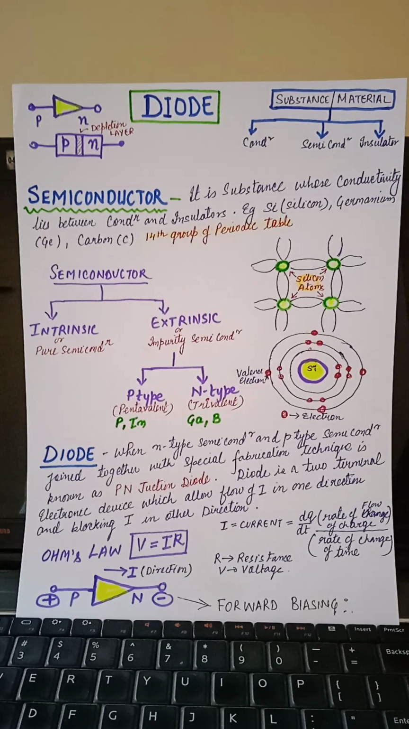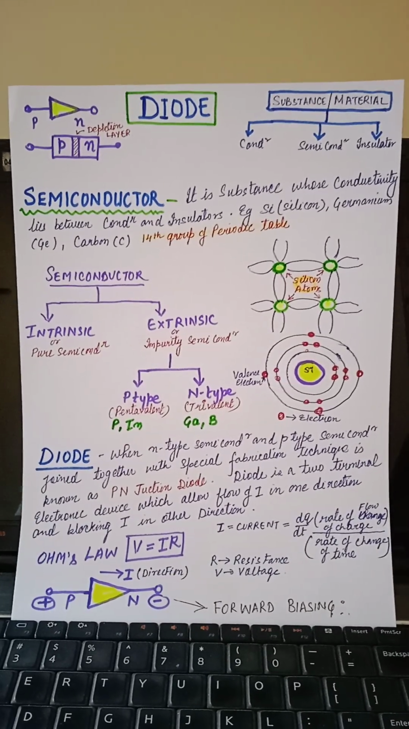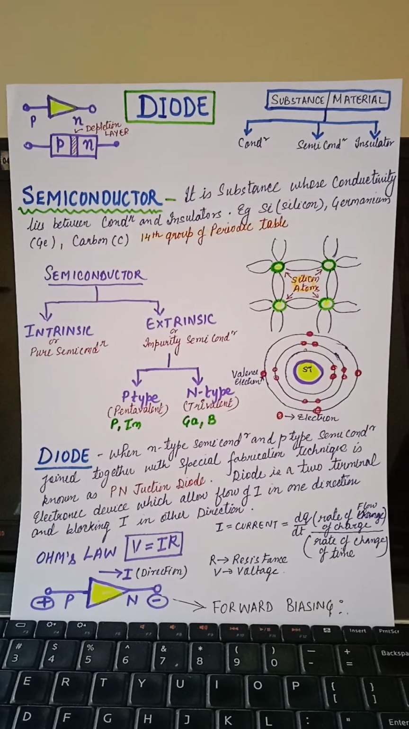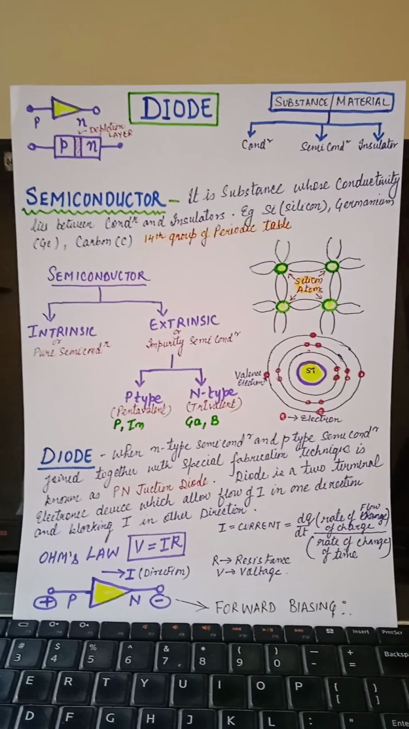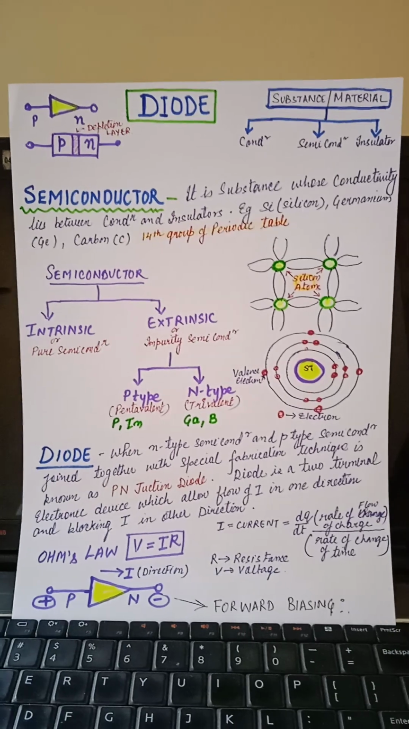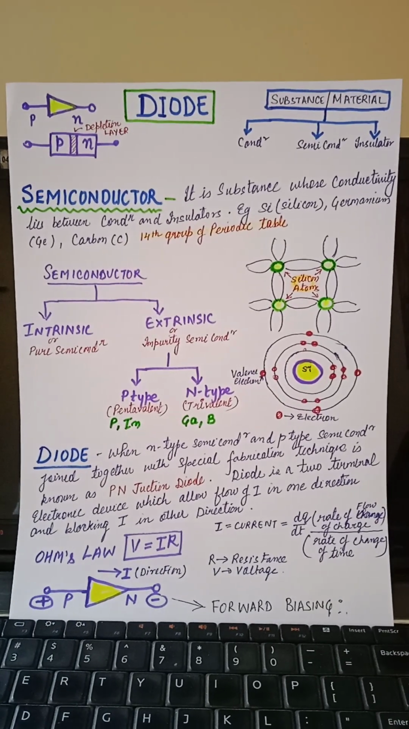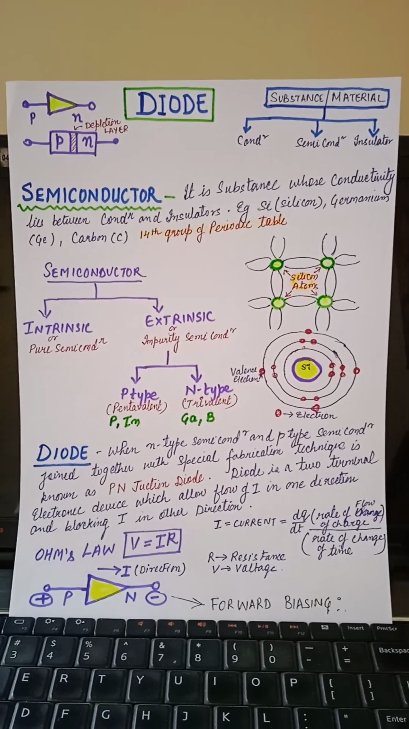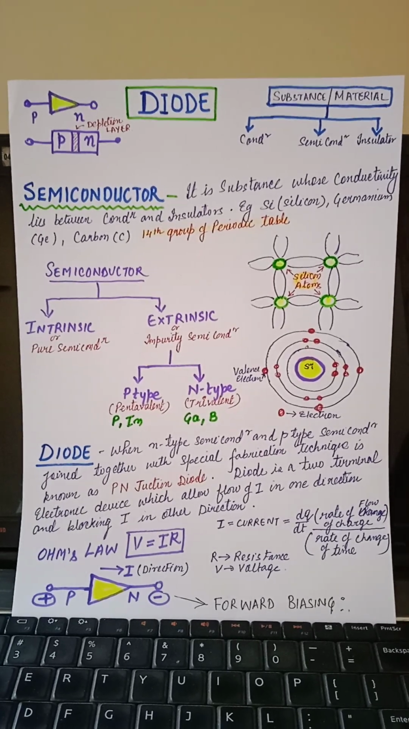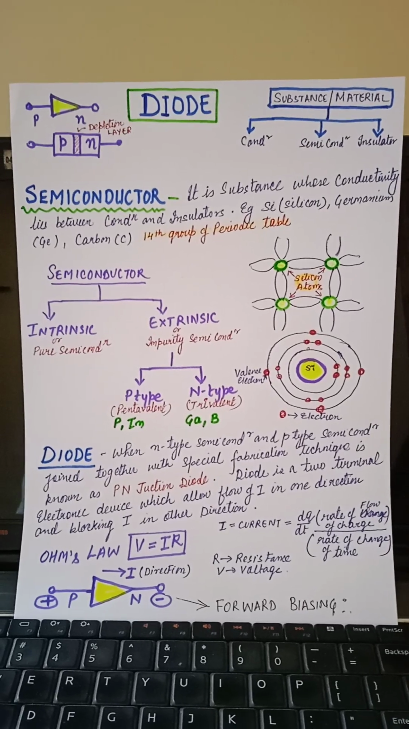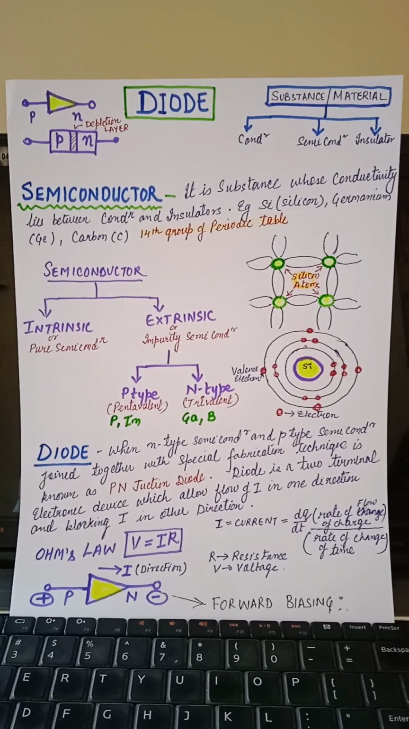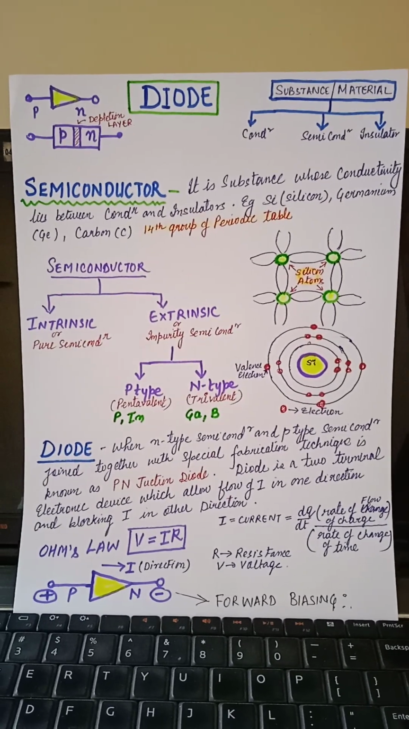So semiconductor is further divided into two categories: intrinsic semiconductor and extrinsic semiconductor. Intrinsic means pure semiconductor, without doping. Doping means adding impurities. Extrinsic semiconductor we can also call impurity semiconductor.